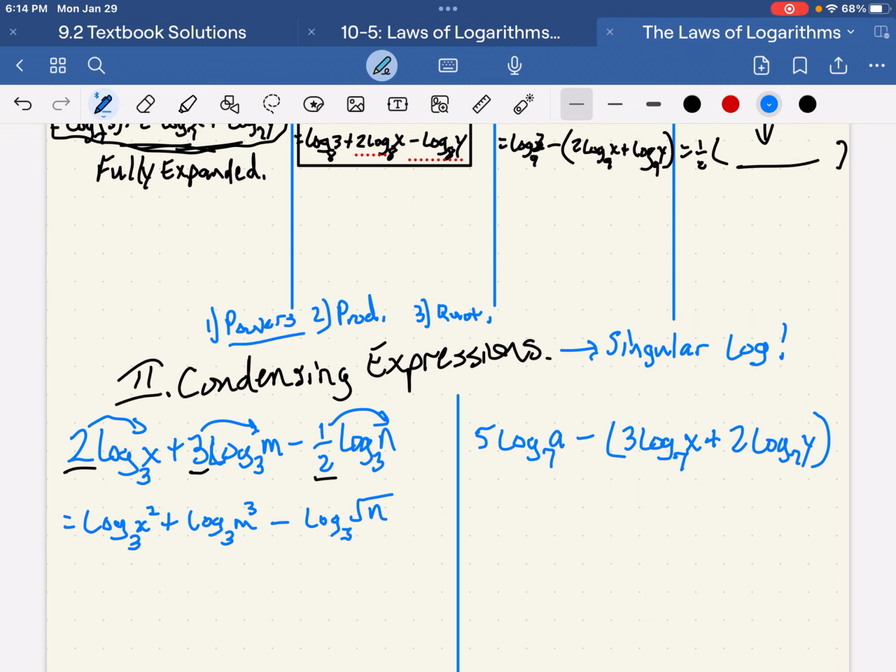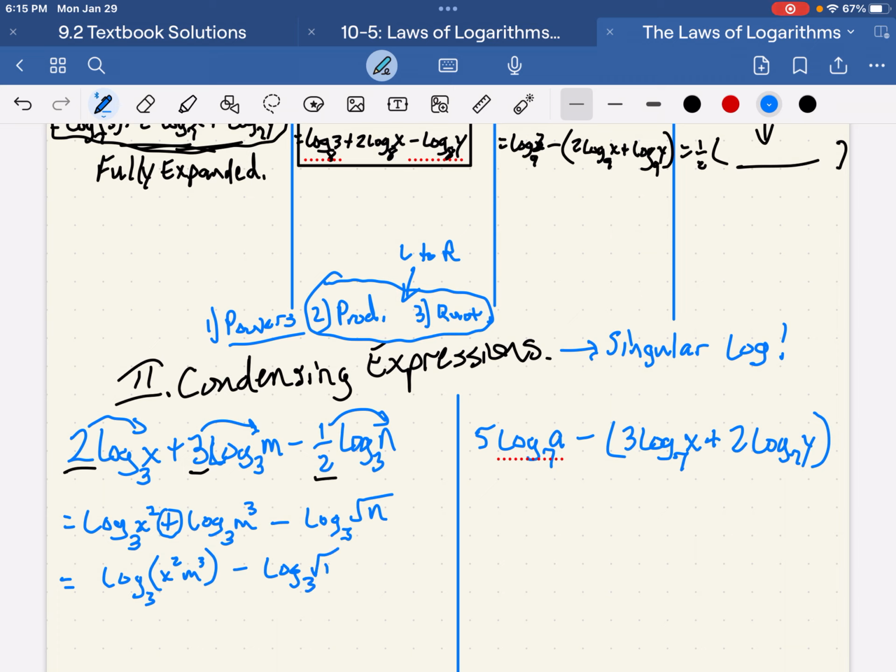So now I say, do I see any products? Well, let me clean this up. When you finish any powers, when you see products and quotients, basically you want to do them from left to right, just like you do the order of operations. So you see here that this addition is the leftmost operation. So can I use the product rule and say that those two come together as log base 3 of x squared times m cubed minus log base 3 of the square root of n.